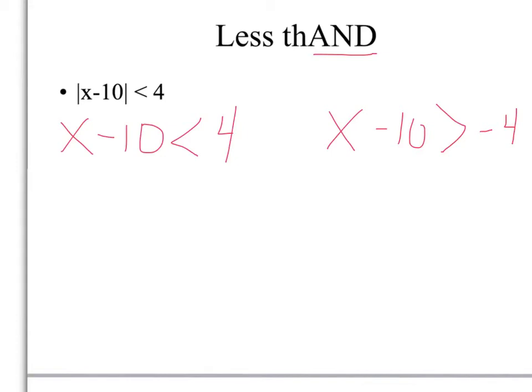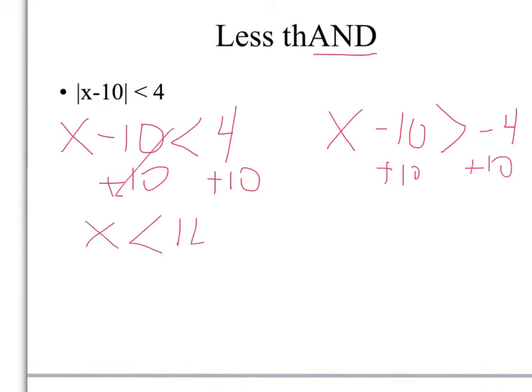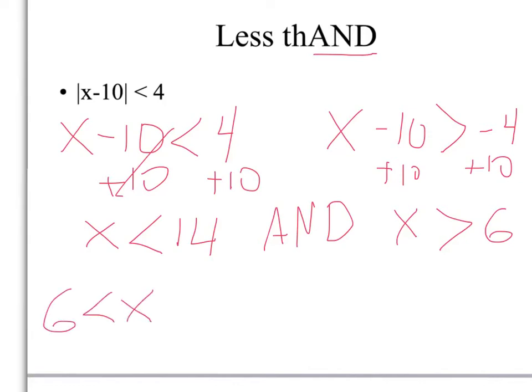So solve these things like normal, add 10, lots of adding 10, okay. x is less than 14, and x is greater than, let's see, negative 4 plus 10 is 6. Now I can actually combine that together and write that as, taking the smaller number first, 6 is less than x is less than 14.